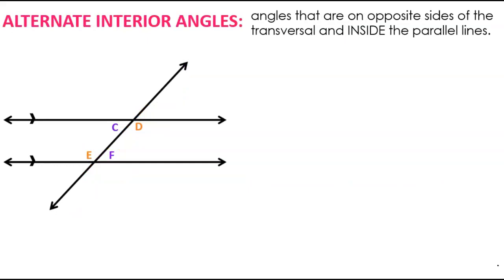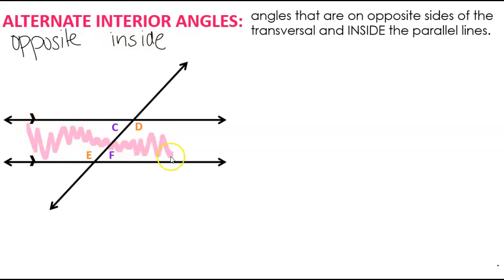Okay, let's look at the next one. The next one is called alternate interior. Now let's think about what these words mean here, okay? Alternate, if you alternate, it goes back and forth, back and forth. So this means opposite. We're going to say it's opposite. And interior means inside. Now remember, we're talking about inside the lines being cut. So that's going to be this part right here. Inside there.